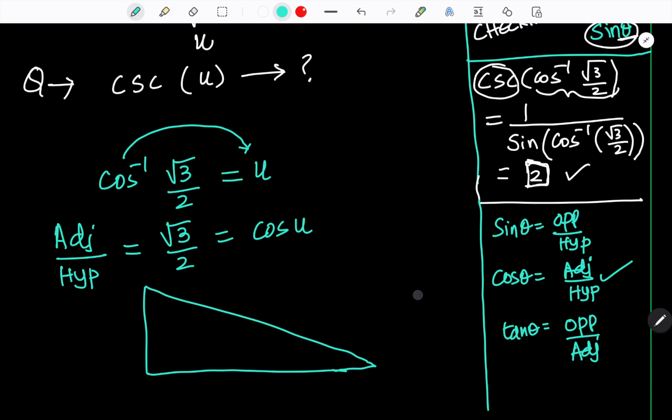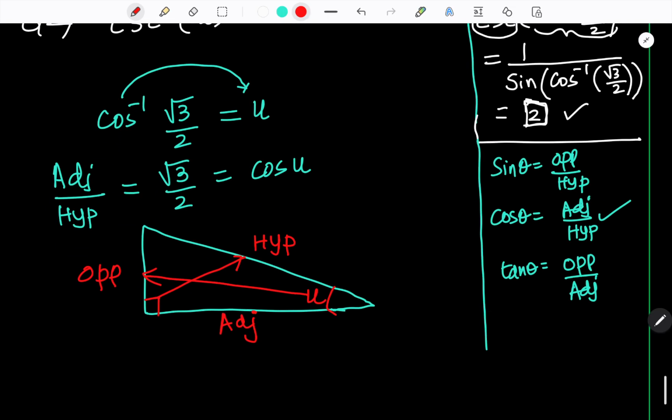Right, so now the angle is u. Opposite to the angle is always the opposite side. This is 90 degrees, and opposite to 90 degrees is always the hypotenuse. And this is the adjacent side. Now adjacent is how much? Root 3. What is hypotenuse? 2. Now we want to calculate this side.